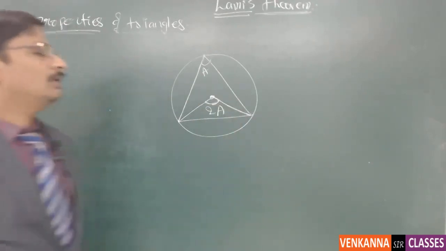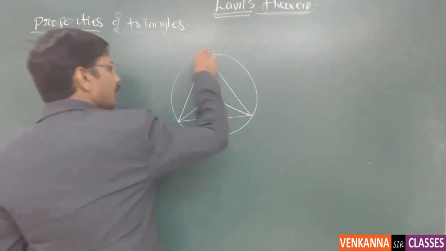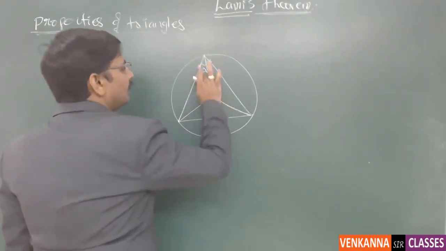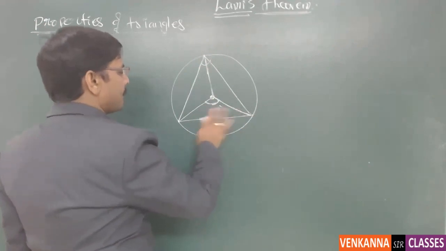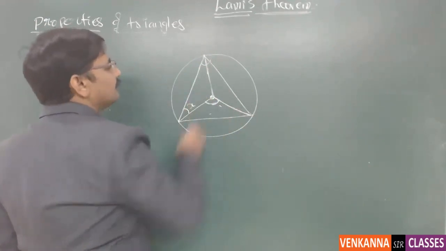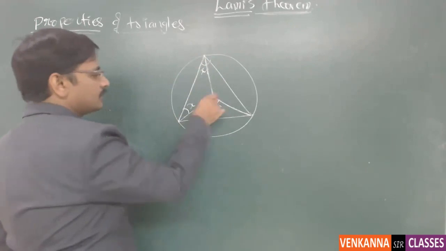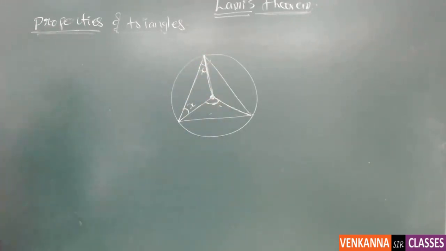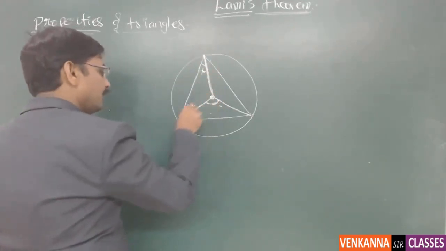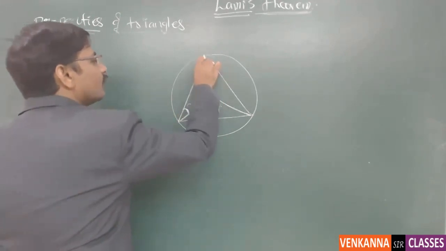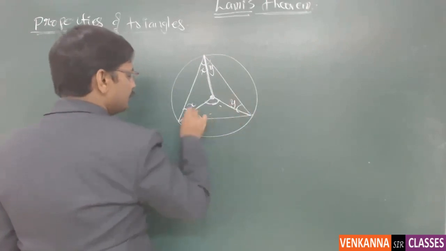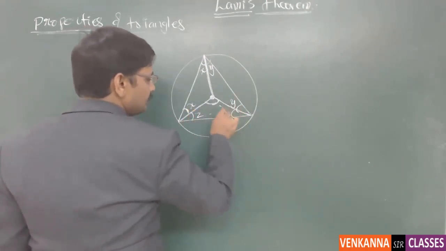So this property, you can prove it. Let me prove that. If you draw a line like this, I call this angle x. Obviously, this will also be x, because this is a radius and this is also a radius. And if this angle is x, then this will also be angle x. So if this angle is y, this angle is also y, and if this angle is z, this is also z.